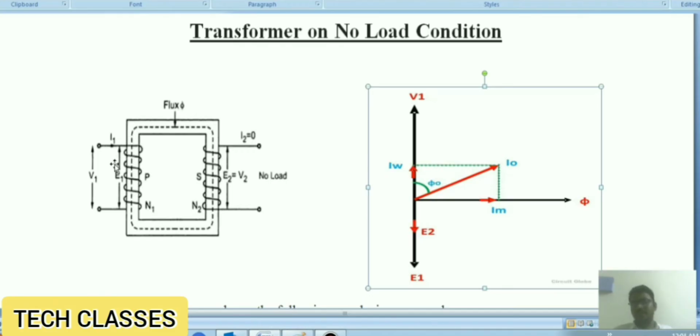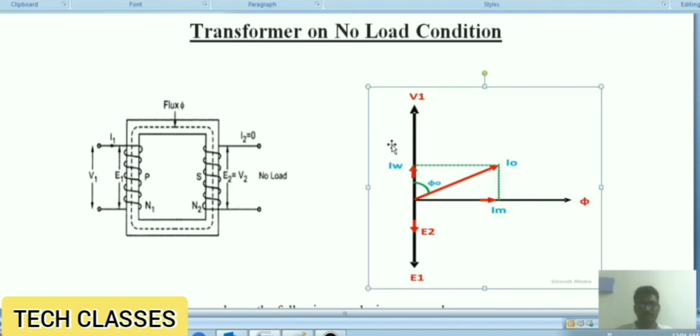During the no load condition we get the maximum iron losses in the transformer and negligible copper losses in the primary winding. There is no flow of current in the secondary side, so the secondary winding copper losses are negligible. So the transformer on no load condition is used to determine the iron losses, also known as core losses. So this is about our topic.